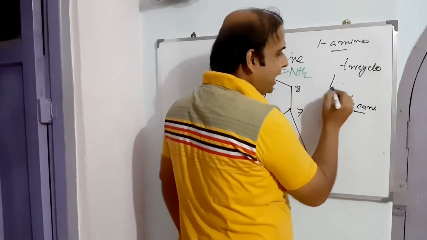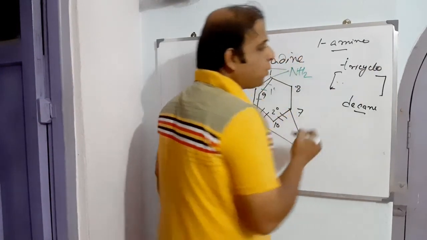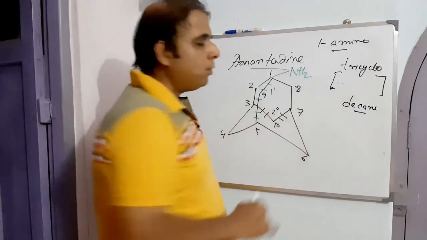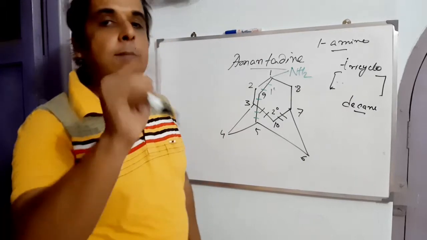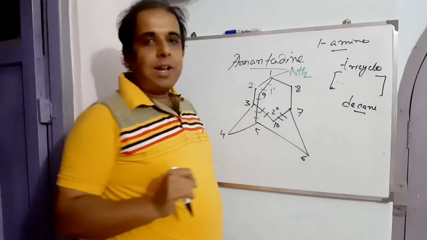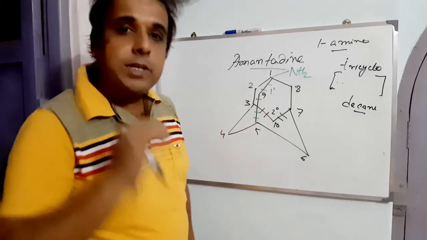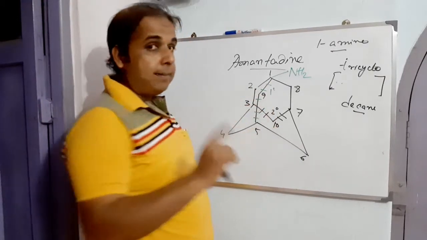In between these two, what do we have to bring? In between these two, we have to bring a square bracket. That means the third parenthesis. And there we have to put the information pertaining to the branches, the information pertaining to the bridge, or bridges. Why? Because primary and secondary both are there.